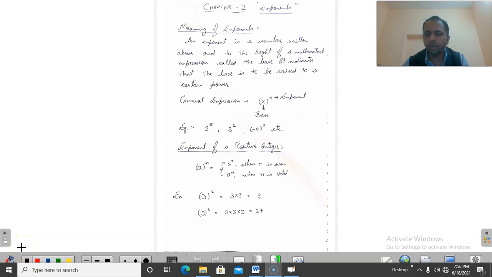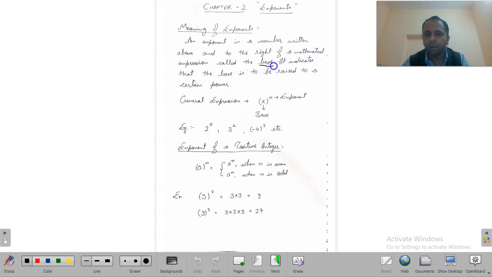In today's lecture, we will start chapter number 2 of our book, which is exponents. We will start with the meaning of the word exponent. An exponent is a number written above and to the right of a mathematical expression called the base. It indicates that the base is to be raised to a certain power.